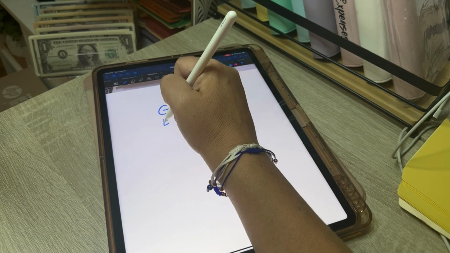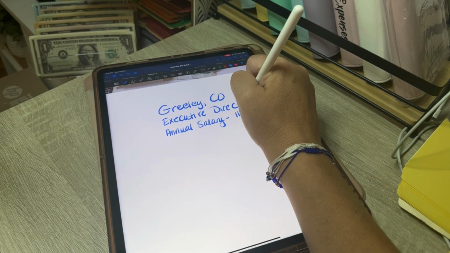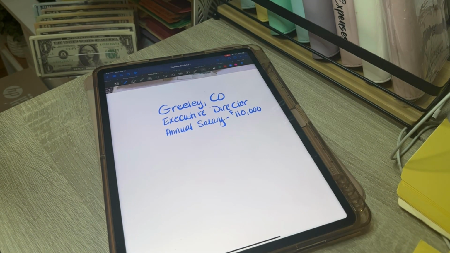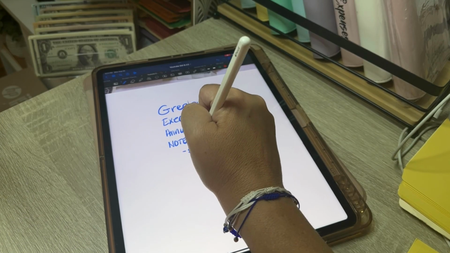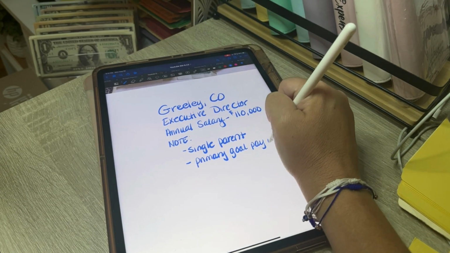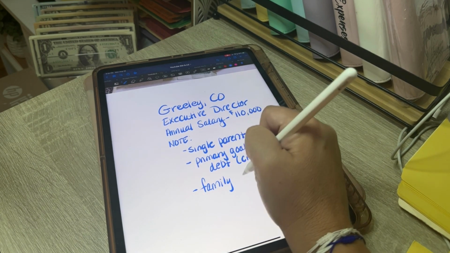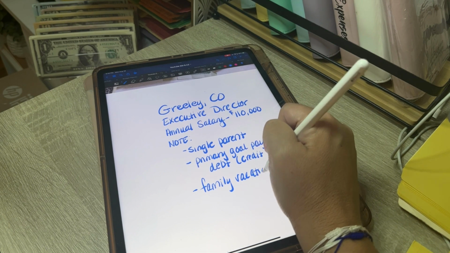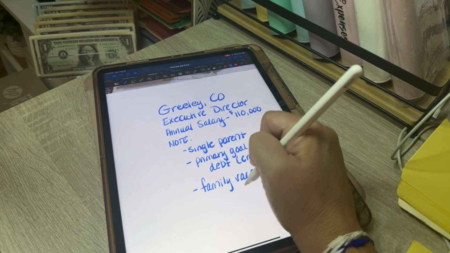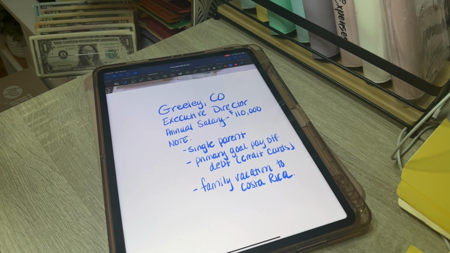They are an executive director. Their annual salary is $110,000. To get a better understanding, they're a single parent. Their primary goal is to pay off credit cards. And lastly, they would like to take a family vacation to Costa Rica. So these are the things that I keep in mind as I'm preparing a budget.